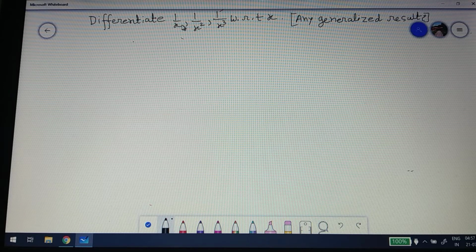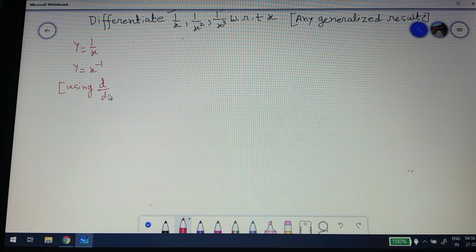So let us start from 1 upon x. I have taken y equal to 1 upon x, which means y equal to x to the power minus 1. So you know the rule of the derivative of x to the power n, that is n into x to the power n minus 1. So here n equal to minus 1.